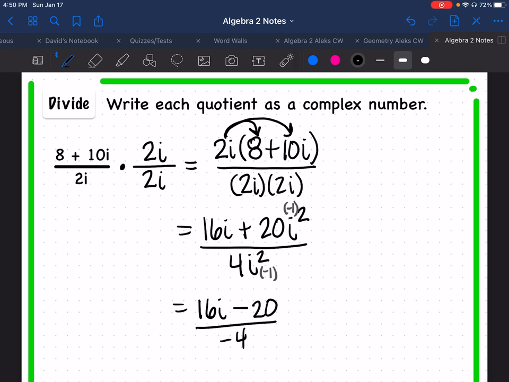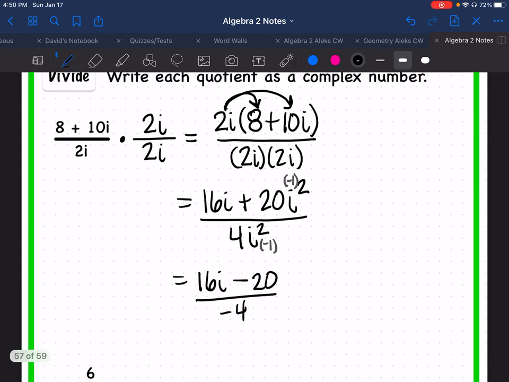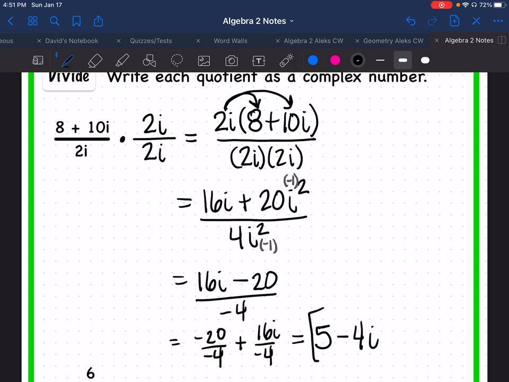Okay. Now what I'm going to do is take the top and switch these two, and I'm going to see, can I divide 16 by 4? Can I divide 20 by 4? Okay. So the division takes a little bit. It's a lot of extra steps. But I'm going to say negative 20 divided by negative 4 plus 16i divided by negative 4. So negative 20 divided by negative 4 would give me positive 5, and positive 16i divided by negative 4 would give me minus 4i, and there is my answer.